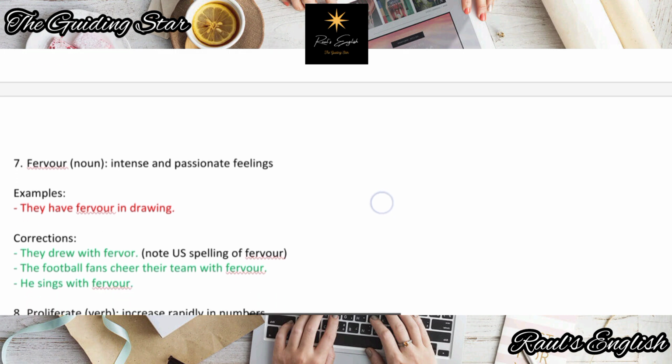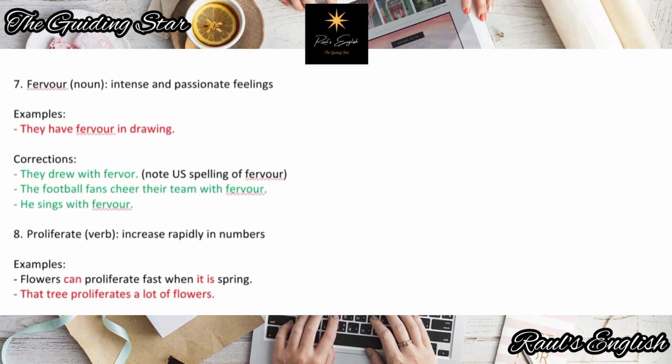Number 7, fervor. Alright. So you can see these are underlined in red because these are the UK spellings, or the British spellings. The US spelling is over here, FERVOR. I've just kept it on purpose to highlight it. You know how it goes. Suppose you go for UK tests, use the UK spelling, and you go for American tests, use the American spelling.